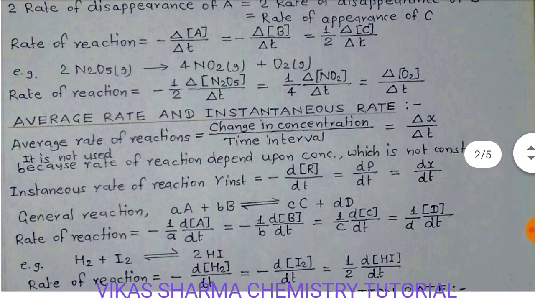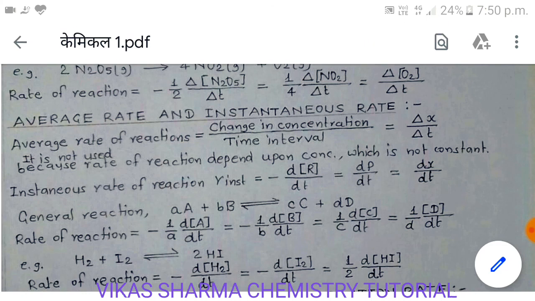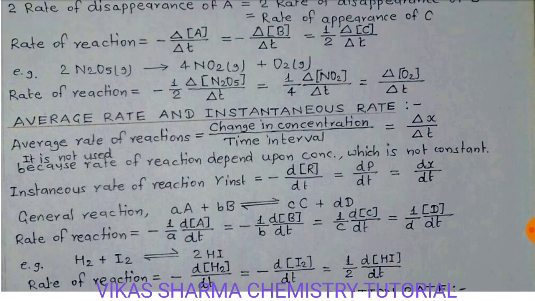Another example: H2 plus I2 convert into hydrogen iodide. So rate of reaction is equal to minus d concentration of H2 divided by dt, equal to minus d concentration of I2 divided by dt, equal to, because the product has 2 moles, 1 upon 2 d concentration of HI divided by dt.